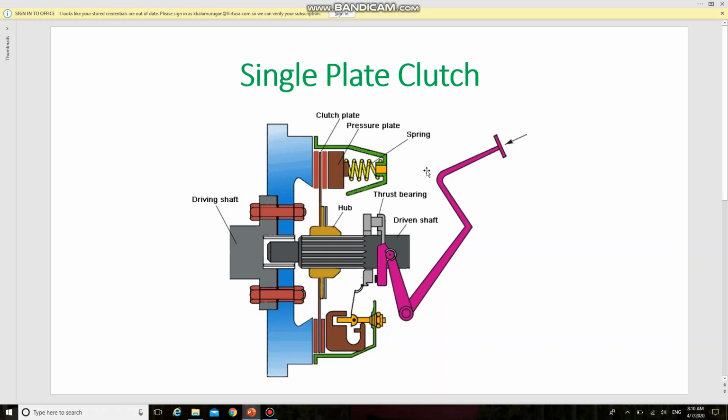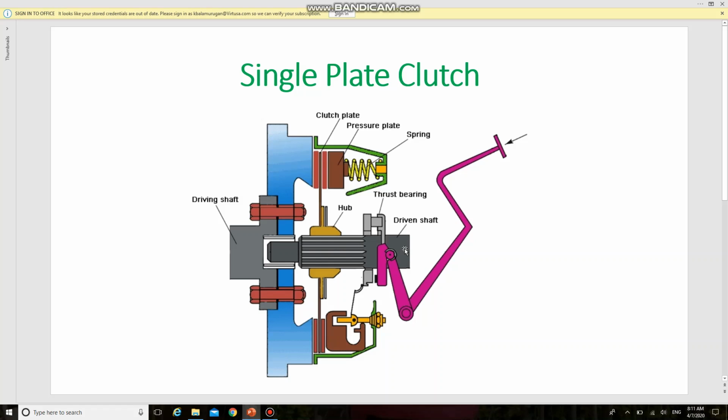The pressure plate is attached with the flywheel and springs. The pressure plate helps to push the clutch plate towards the flywheel. A lever is attached to the thrust bearing. This pink colored one is the lever, which is attached with the gray colored thrust bearing on the driven shaft. This is the driven shaft, which transmits input power and output motion, with motion from the clutch pedal. So this is the construction.